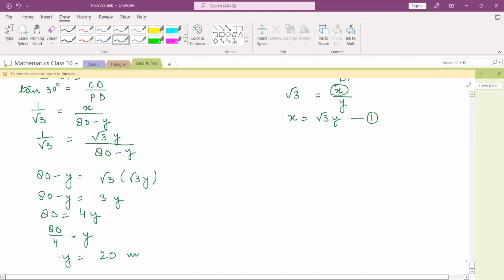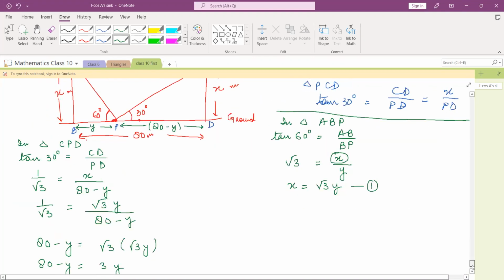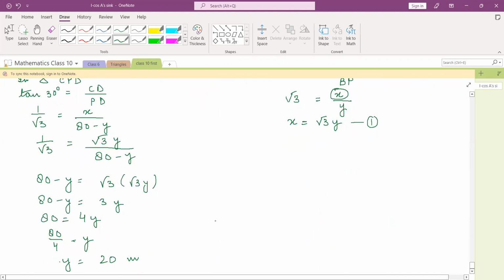Let's see if I'm able to find the right answer. How did we get 4? 3y, and then this minus y will come on the right hand side. It will become 3y plus y, 4y.